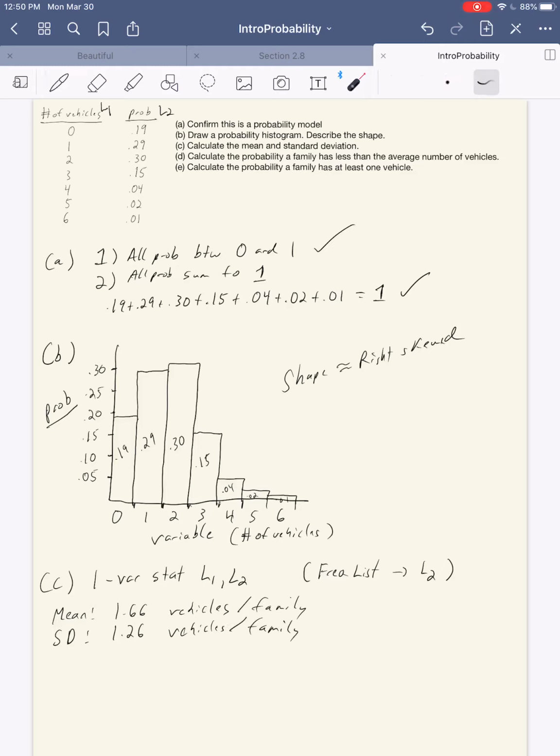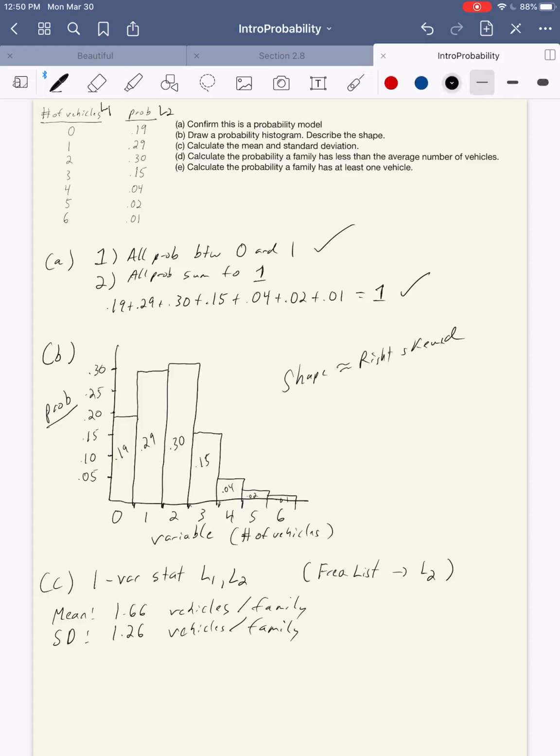So there we go. To calculate the mean and standard deviation of a discrete probability model, just make sure you put the variable in L1, put the probabilities in L2, and then make sure you turn on that frequency list. Do keep in mind that if you have the slightly newer calculator and you had a spot that says frequency list and you put in L2, after you finish this problem, make sure to clear out that L2 from the frequency list so that your calculator will not use it in the future. This is, again, one of those rare instances where you want to use the frequency list.